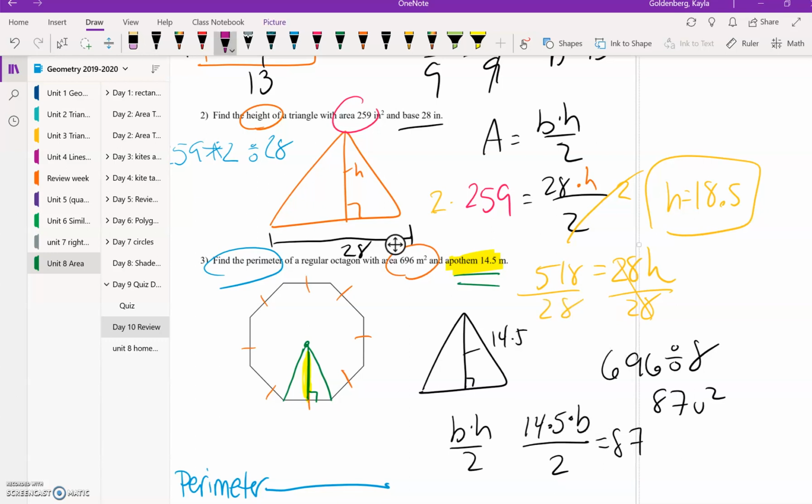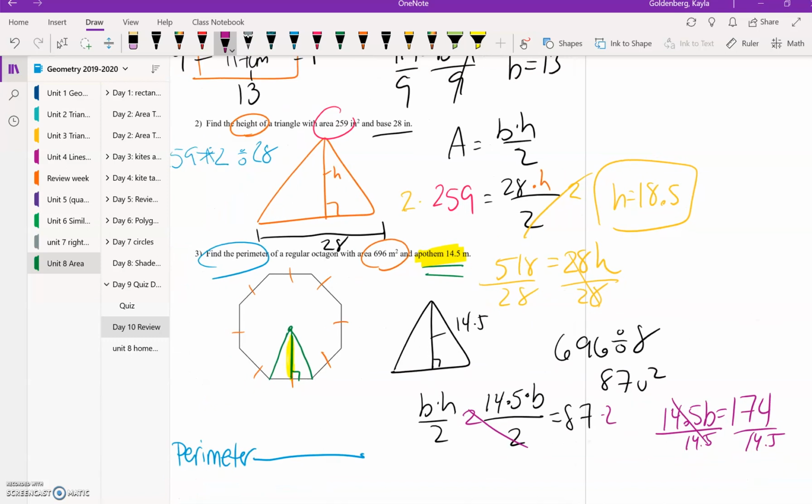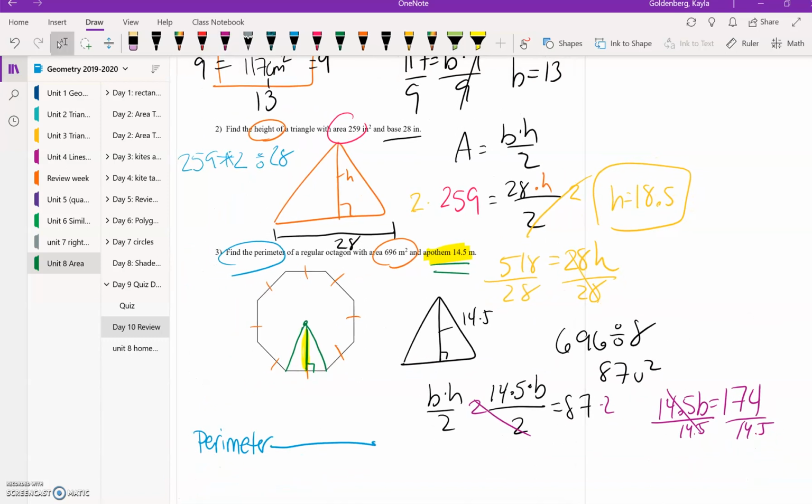We're going to work backwards and backtrack and solve for b. So I'm going to do times 2 on both sides. 87 times 2 is 174. So 14 and a half times b equals 174, and b equals 174 divided by 14 and a half. Looks like my b is 12, but we're not quite done yet. So that's 12. That means all of my sides are 12.